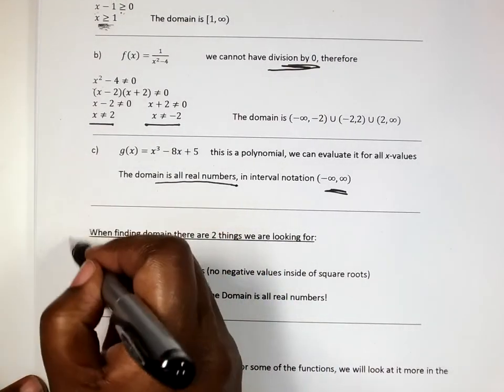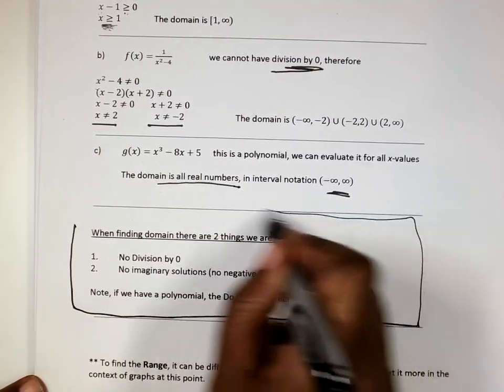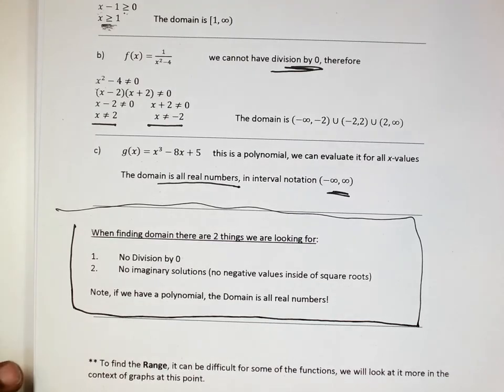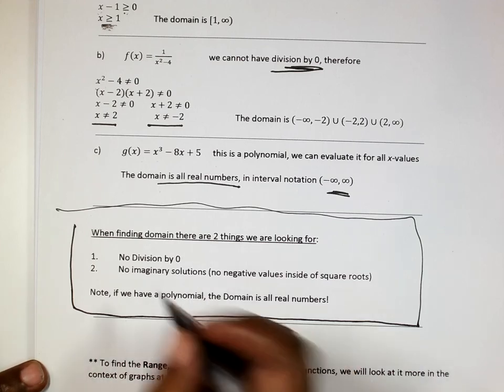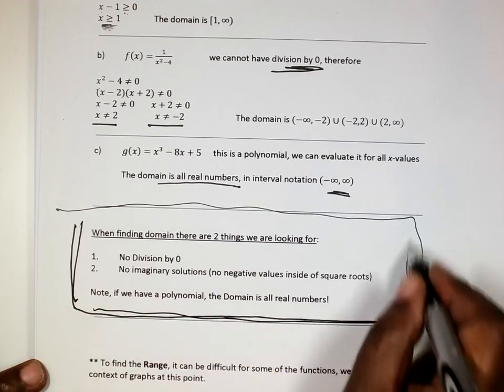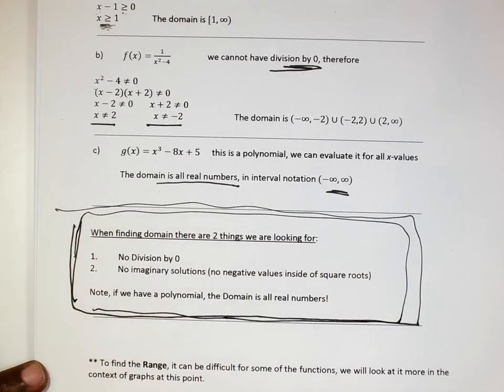So these are super important. If I'm being asked to find the domain, there's only two things I have to worry about. One is I cannot have division by 0, and the other is I cannot have imaginary solutions, so no negative values inside of square roots. If it's a polynomial, the domain is just all real numbers. But these are the things that you want to have in mind when you're looking to find the domain.